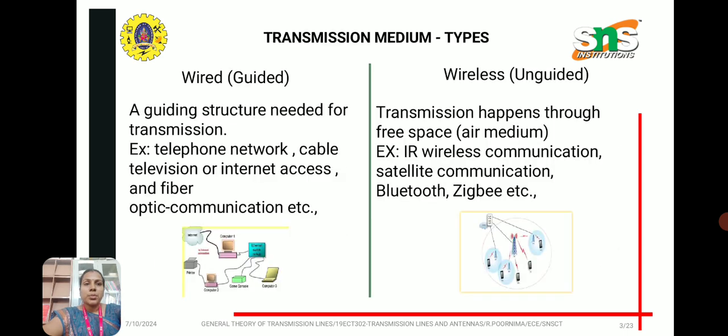There are many types of transmission medium: wired medium or guided, and wireless medium or unguided. A guiding structure is needed for transmission in a wired medium, for example, telephone network, cable television, internet access and fiber optic communication. In a wireless medium, the transmission happens through free space or air, for example, IR, wireless communication, satellite communication, Bluetooth, Zigbee, etc.